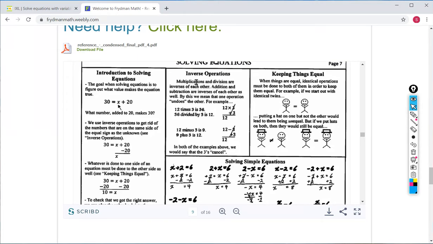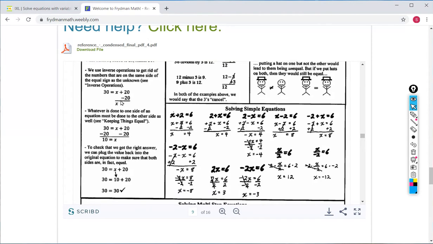So by inverse operations, we mean if we're trying to get rid of a number that's being multiplied, we would divide that number. If we're trying to get rid of a number that's being added, we would subtract that number. So multiplication and division are inverse operations to each other, and addition and subtraction are inverses to each other. All right, and we also keep things equal. So if we are changing one of the sides of the equation in some way, then we would have to change the other side of the equation in the exact same way so that both sides are still equal.